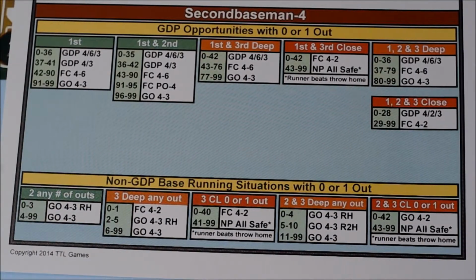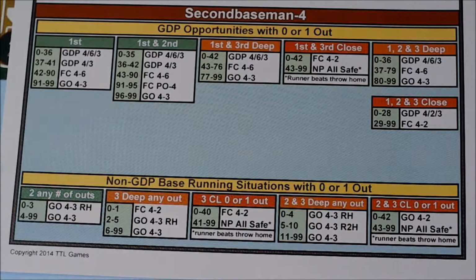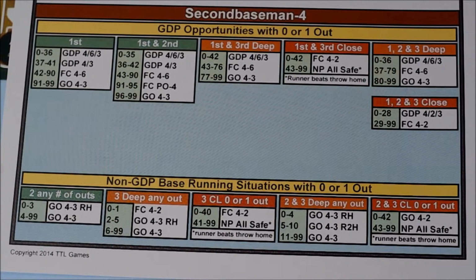I'm just going to show the second baseman, because that's what the camera's centered on, and if I move anything, it'll be off screen. You have to interpret the runner positions, but it's really pretty simple and straightforward.